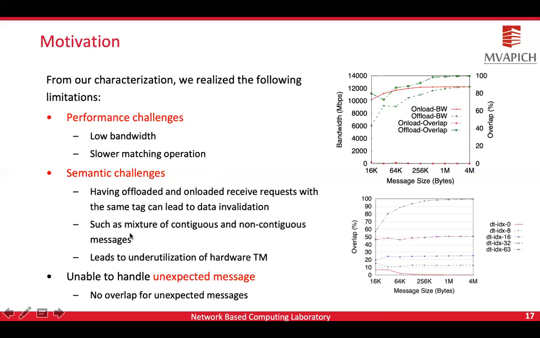The last challenge we would like to talk about is unexpected messages. Basically, as we discussed before, the receiver side needs to know the tag as well as the buffer address of the posted receive request in order to be able to take care of the incoming message. Otherwise, if the message is unexpected, it should be handled by the CPU.